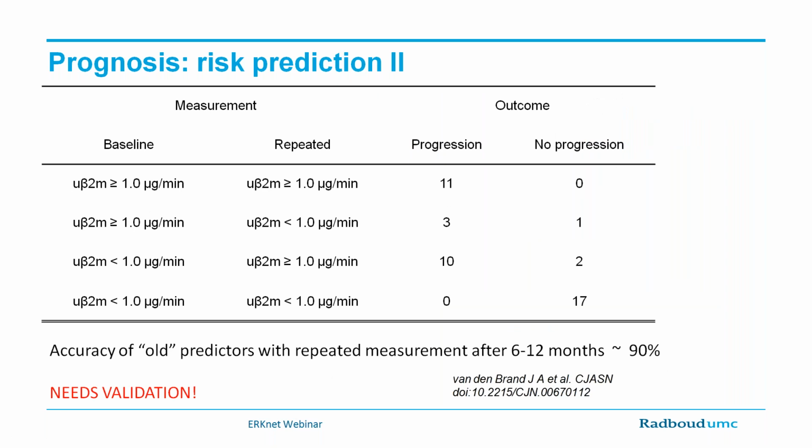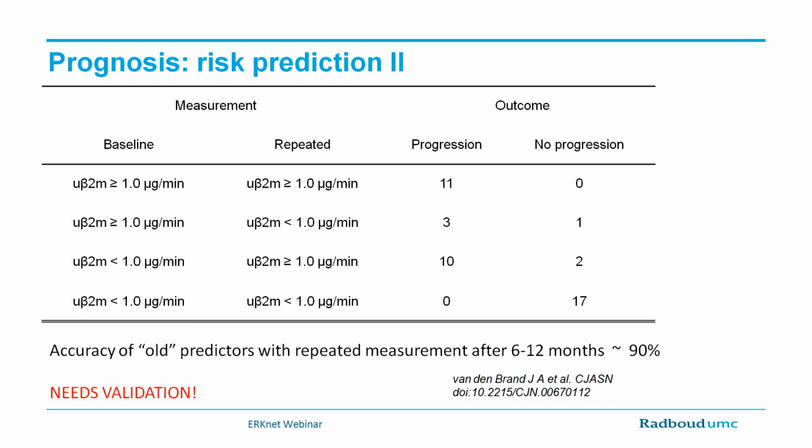Low molecular weight proteins could become more valuable if we do repeated measurements. In this slide, we show baseline urinary excretion of low molecular weight protein and the excretion measured after 6 to 9 months. From this slide, it is clear that if you have increased excretion of these low molecular weight proteins twice, then the risk of progression is very high. Whereas if the excretion is below a certain cutoff value twice, the risk of progression is very low.